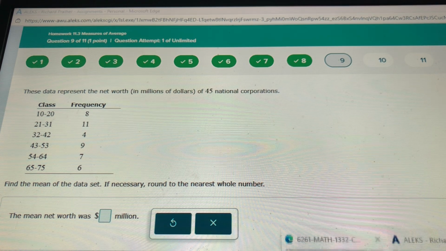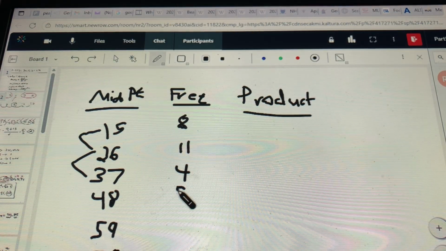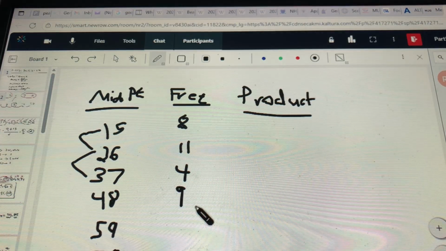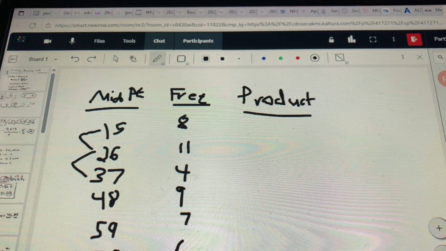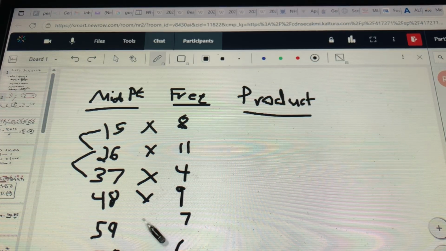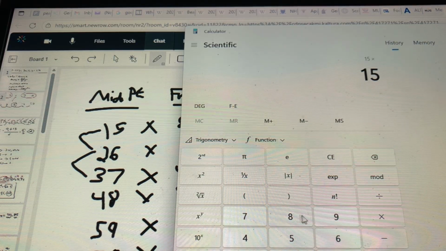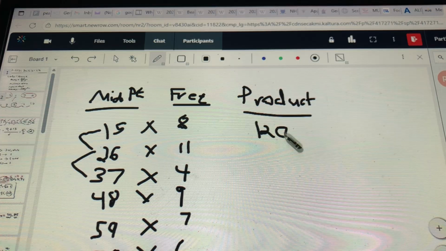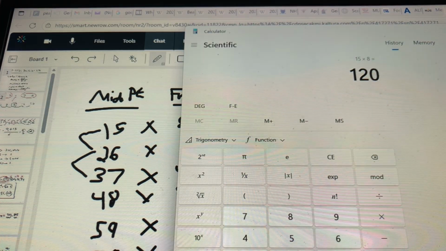4 and 9. 7 and 6. Okay, start multiplying straight across to get the products. 15 times 8 is 120. 26 times 11 is 286.